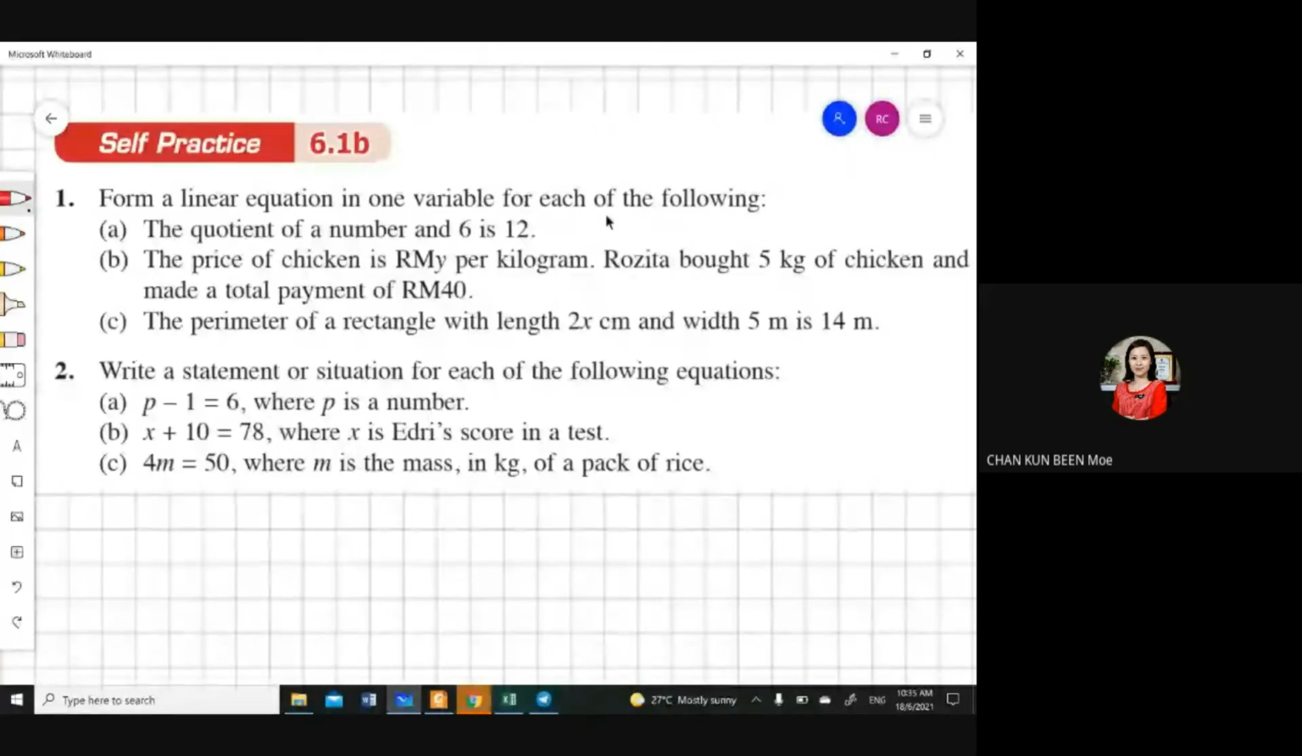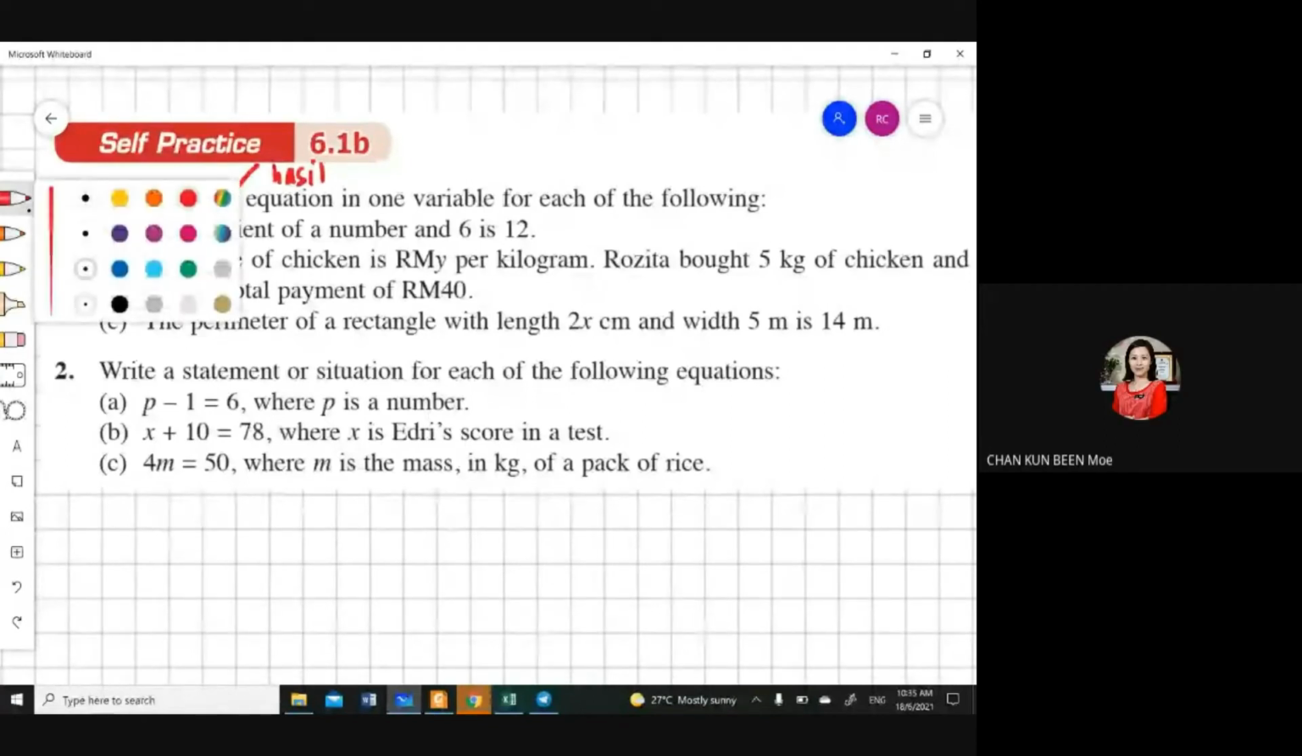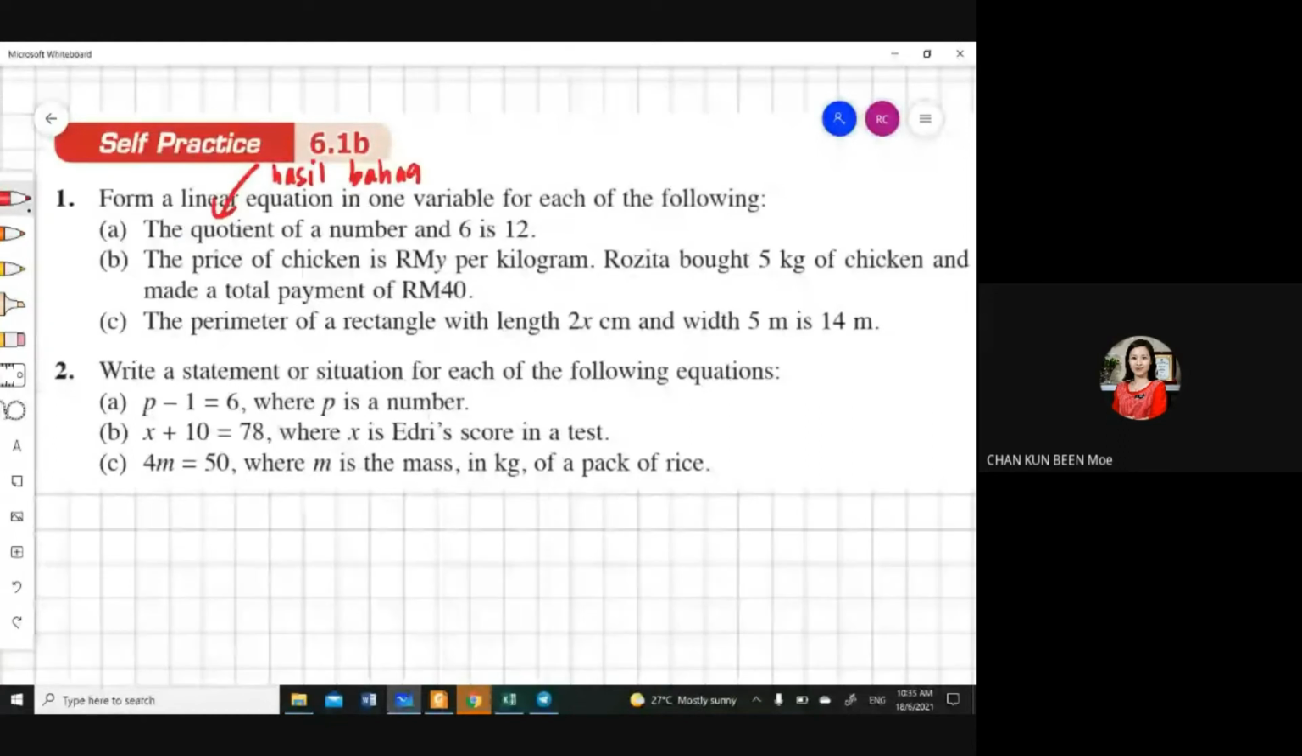A, the quotient. You know the meaning of quotient? I've told you before. Still remember? Do you still remember, class? Don't remember, huh? Quotient means hasil. Hasil apa? Bahagi. Bagus. Hasil bahagi.